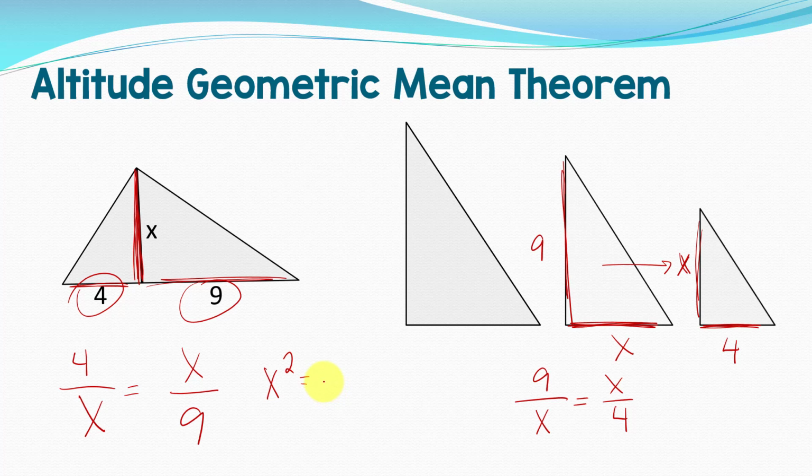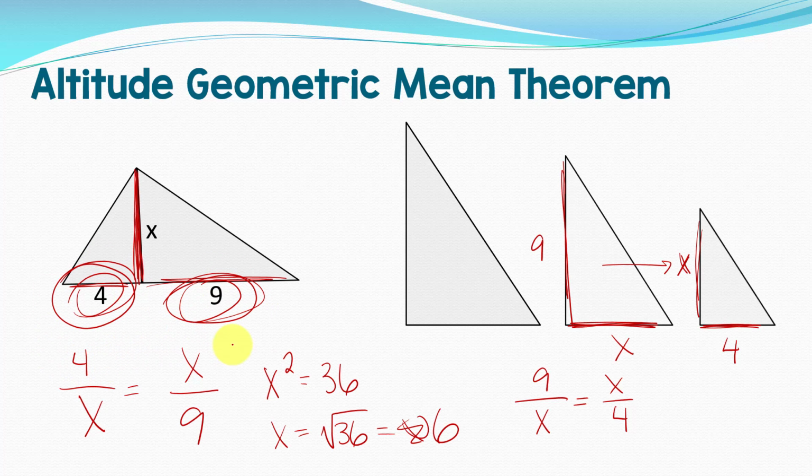So x squared equals 36. X equals the square root of 36. So x equals 6. Okay, so the shortcut, we're going to learn that the altitude is the geometric mean between this part right here and this piece right here.